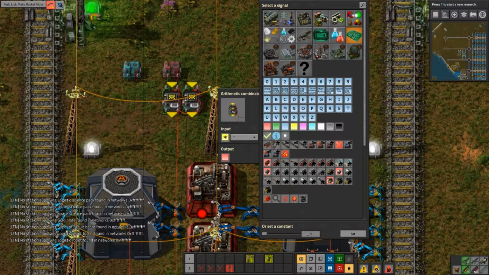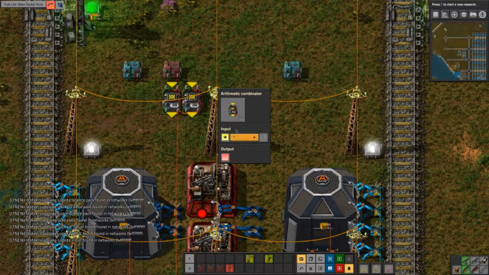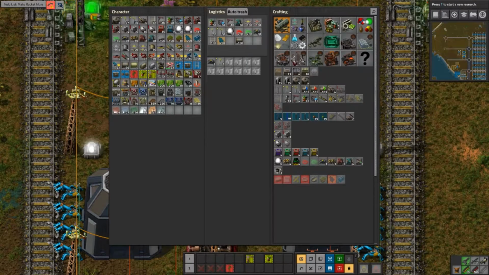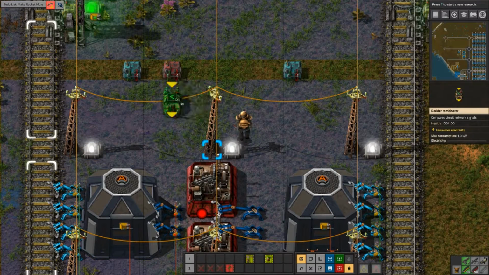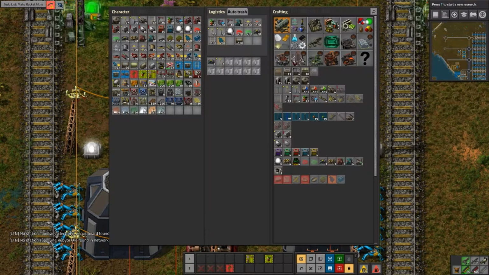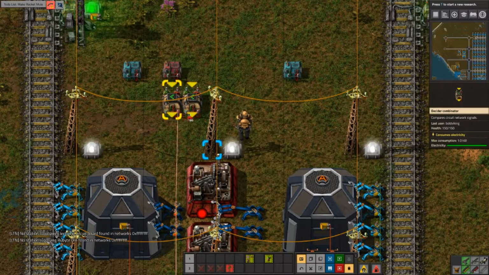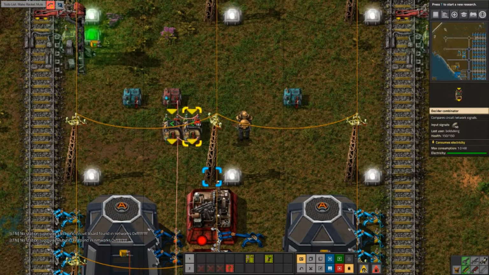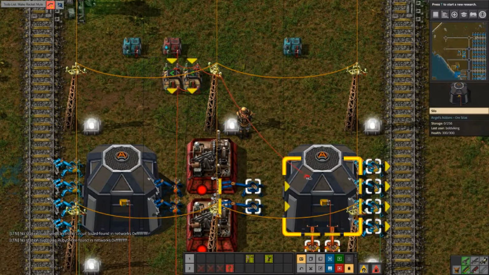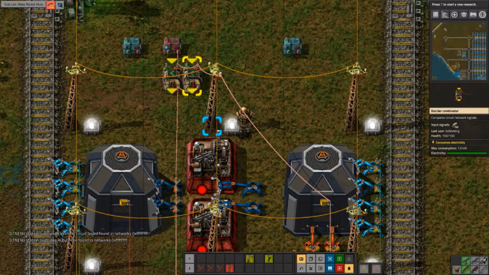Is it each? And, or, oh, we can't, ooh, fancy. Isn't a decider combinator what I want? Green. So these both are hooked up. These both are hooked up. And in addition to that, you are hooked up.